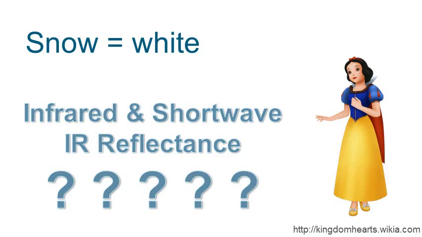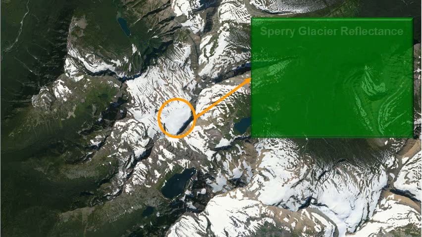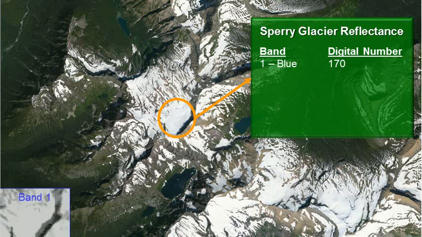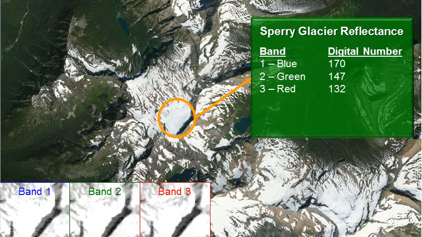How does snow reflect this energy? Let's investigate this. Let's take a closer look at a glacier in the park. This is Sperry Glacier, and as you might predict, the visible bands, bands 1, 2, and 3, reflect light very strongly, and you can see the digital numbers range from 170 to 132, fairly reflective.